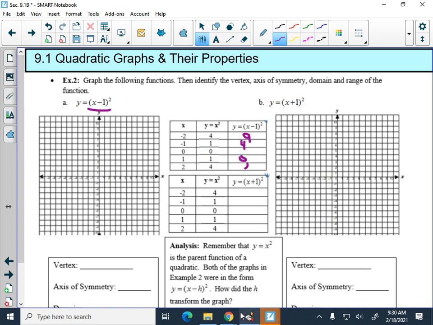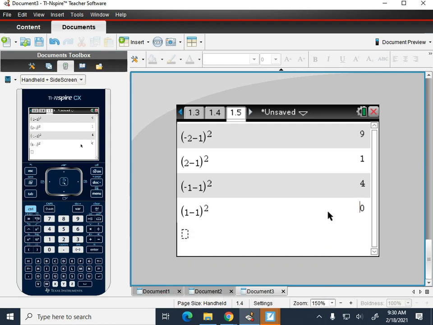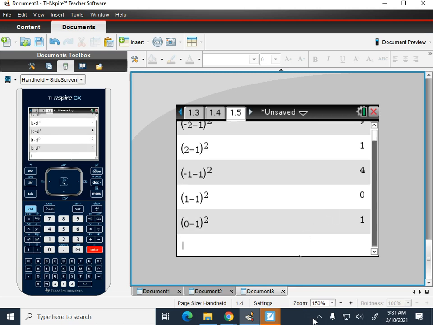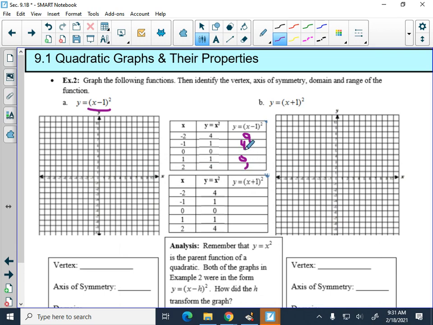Let's try the 0. 0 minus 1 is negative 1 squared is 1. Aha! Now look, notice these two are the same. So 0, 1 is what we got when we put in 0. And when we put in 2, we got 2, 1. And then 1, 0 was here. Ah, there's our parabola. Can you see it with those three?